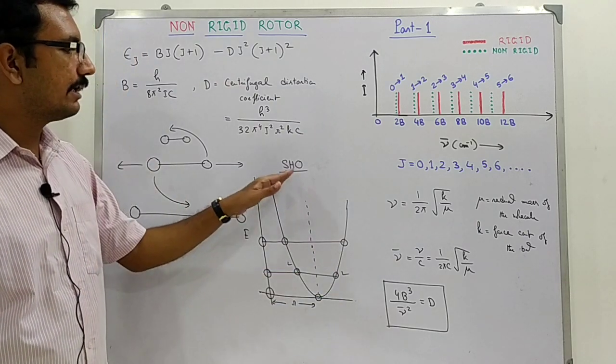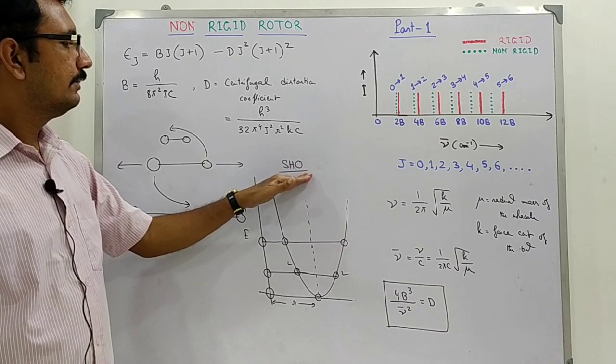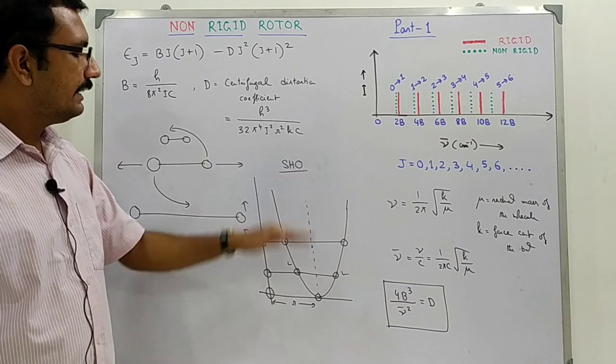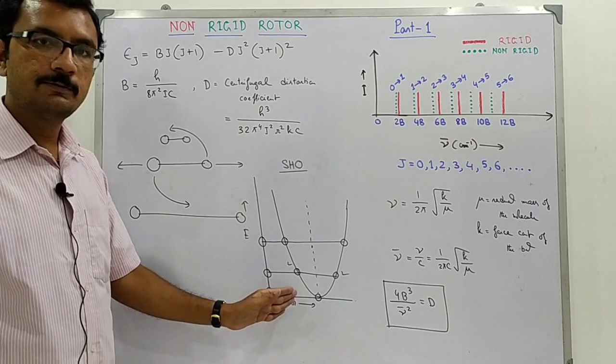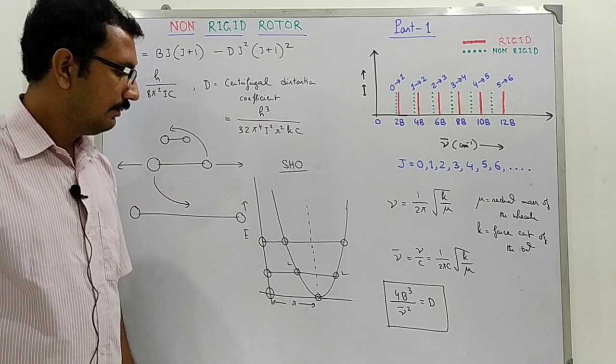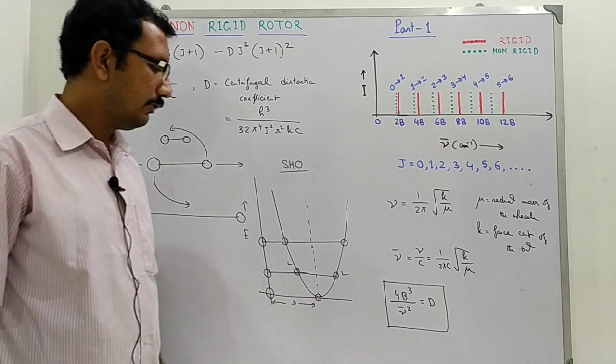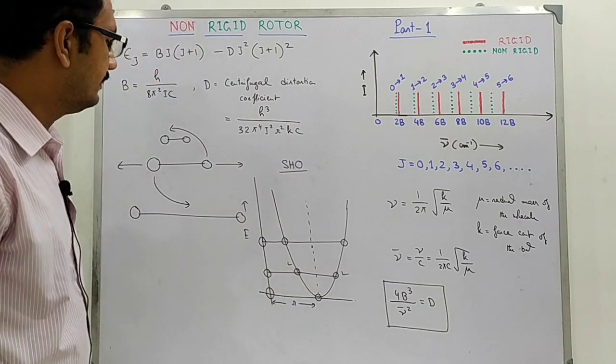So, this is the simple harmonic motion, and for that motion we will get the average value, which will be equal to the bond length at equilibrium, at the equilibrium position as predicted by VBT.